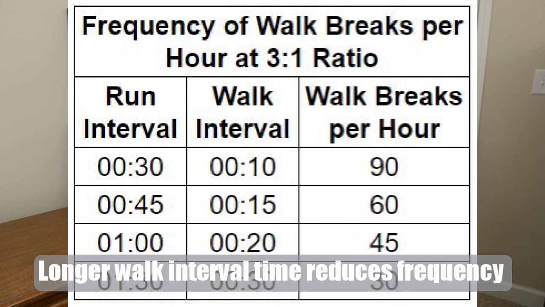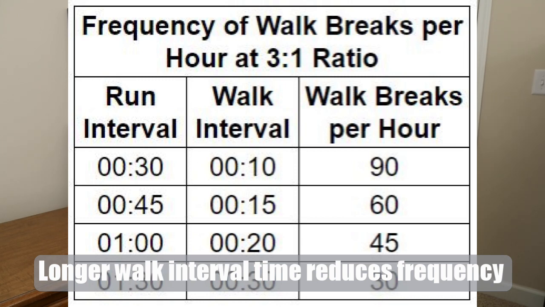Again, with a 3:1 ratio, if you remember before, you're only going to walk 15 minutes an hour. So how do you want to split up your run-walk time within that hour? If I'm using a 3:1 ratio where I walk 15 seconds and run 45 seconds, my total run-walk time is 60 seconds. So how many walk breaks am I going to take an hour? I'm going to take 60, because I'm doing a run-walk for a minute, and there are 60 minutes in an hour.